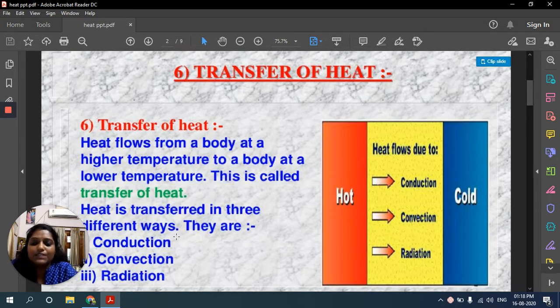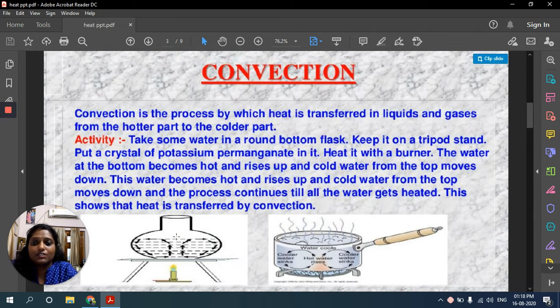Heat is transferred in three different ways. There are three modes of heat transfer, that is conduction, convection and radiation. And today we are going to learn about convection in detail. Convection is a process in which heat is transferred in liquids and gases from the hotter part to the colder part. For better understanding, we can learn through an activity.